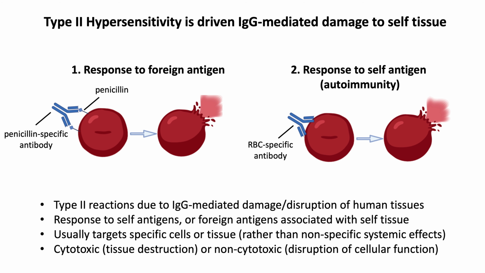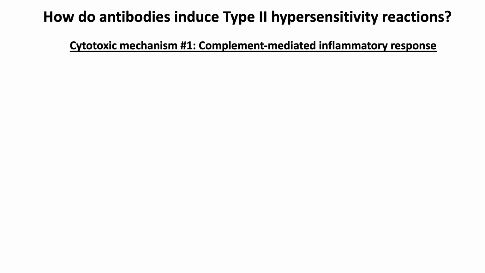Those foreign antigens have to be associated, however, with that self tissue. And it usually targets a specific cell or tissue rather than being a non-specific systemic disease. And the damage can be either cytotoxic, which leads to destruction of the cell or tissue, or non-cytotoxic, which is typically a disruption in some way of cellular function. So let's talk about some of the mechanisms of cytotoxic destruction and non-cytotoxic destruction.